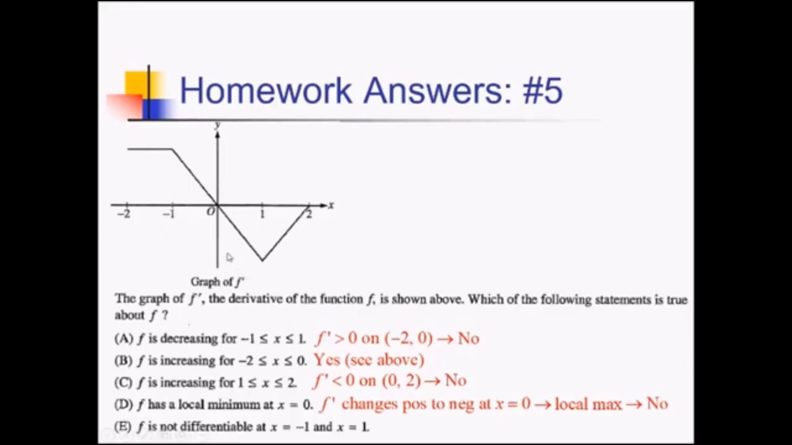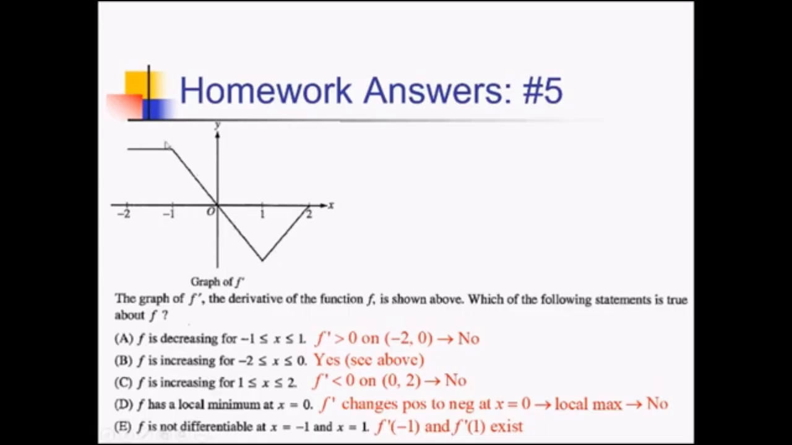Well, they're still kind of counting on you mixing up the graph of f and f prime. If we were talking about the graph of f double prime, it would not be differentiable at these corners. But for the graph of f prime, they're saying basically that f prime doesn't exist at x equals negative 1 and 1. And it clearly does exist.